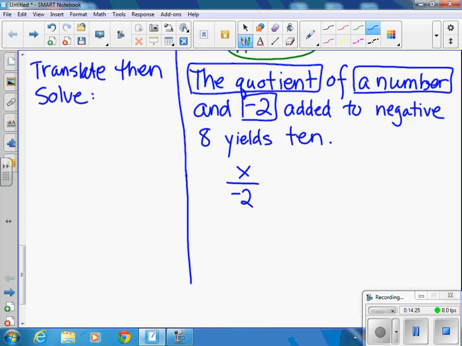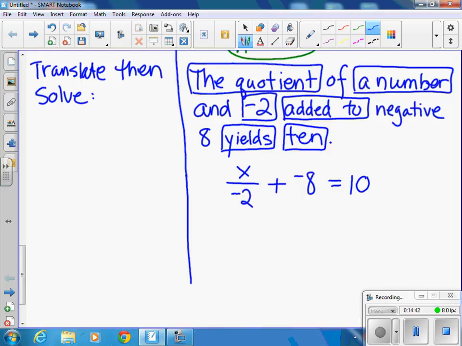So that's why I have x over -2. Added to, I'm going to add this to -8. Yields, it's one of my words I can use for equals, 10. And I should have done this -8, because that kind of goes together there. Okay, so there's my problem, and now I'm going to go ahead and solve it from here.